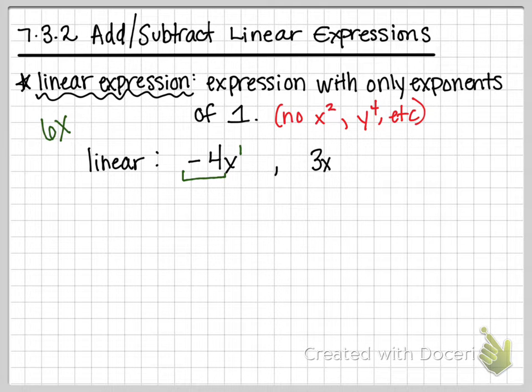A couple other examples. This is a linear expression, y. 3x plus 5y is linear because why? Good. Notice x has no exponent, which means it's technically to the first, and y also has no exponent, which means it's also to the first. If anything has an exponent that's not 1, it's not linear.